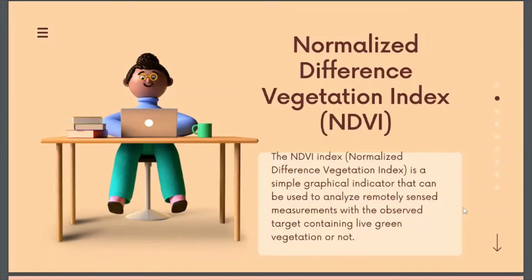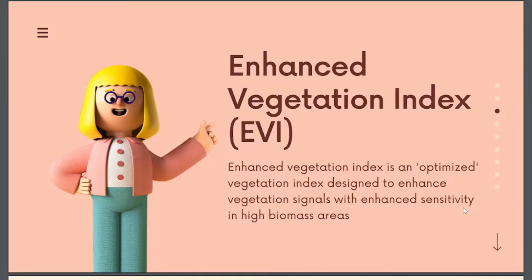First form of spectral indices, Normalized Difference Vegetation Index or NDVI. The NDVI index is a simple graphical indicator that can be used to analyze remote sensing measurements, with the observed target containing live green vegetation or not. Enhanced Vegetation Index, EVI. EVI is an optimized vegetation index designed to enhance the vegetation signal with improved sensitivity in high biomass areas.